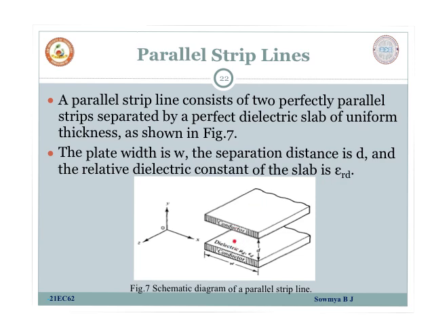This is how the parallel strip line is constructed. It consists of two perfectly parallel strips which are separated by a perfect dielectric slab of uniform thickness. The plate width is W, the separation distance is d, and the relative dielectric constant of the slab is epsilon Rd.